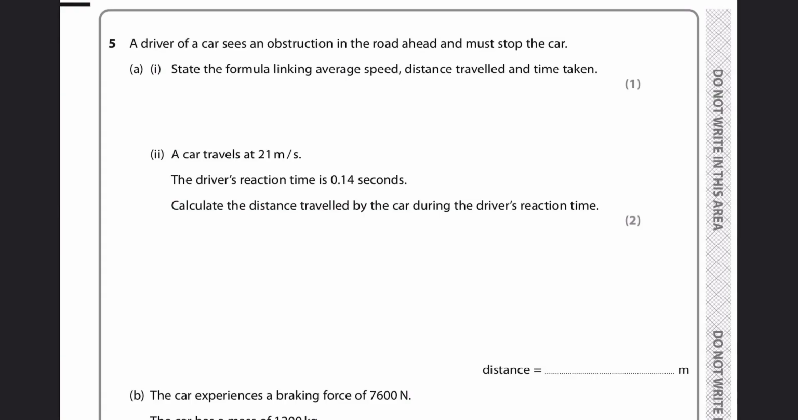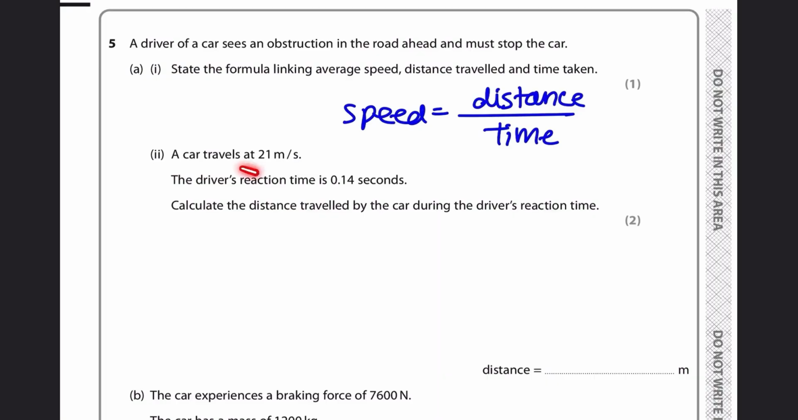Question 5. A driver of a car sees an obstruction in the road ahead and must stop the car. State the formula linking average speed, distance traveled, and time taken. So this is speed is equal to distance over time. And these equations are usually used for the second parts of the question. So it's not just telling you to write it, it's useful for the rest of the question.